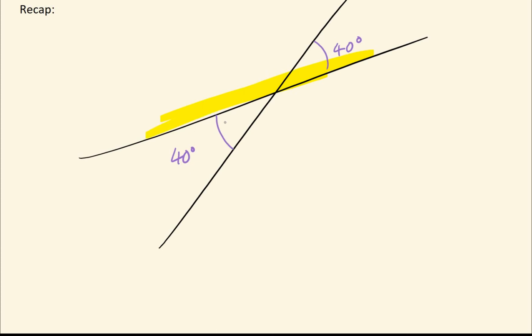Because these two together make a straight line, they must add up to 180, which means in this case this will be 140 degrees, and also with this one, because it's opposite, they must be the same.